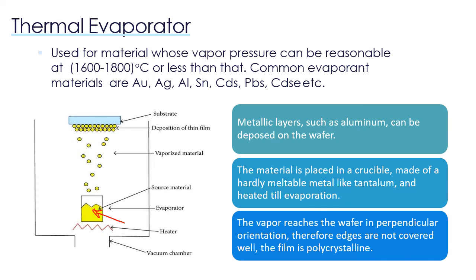The heater can be tantalum or tungsten. The heater will give heat and make sure the metal evaporates. The metal will evaporate up here, and then it will be deposited on the surface. But the problem is there will be shadow. So this area usually is not covered. That's one of the problems with this kind of process.